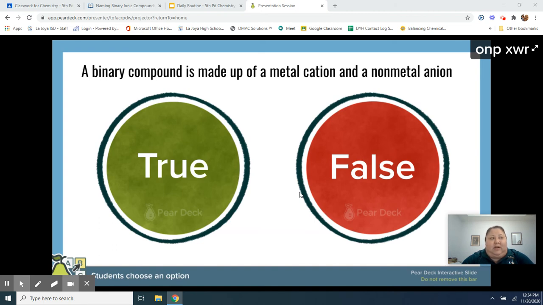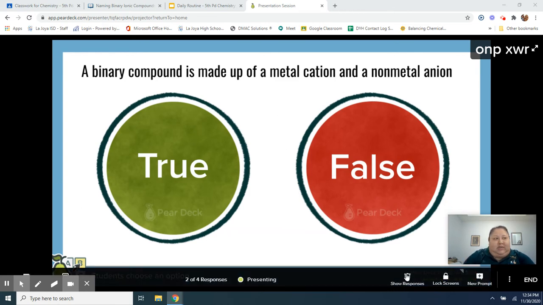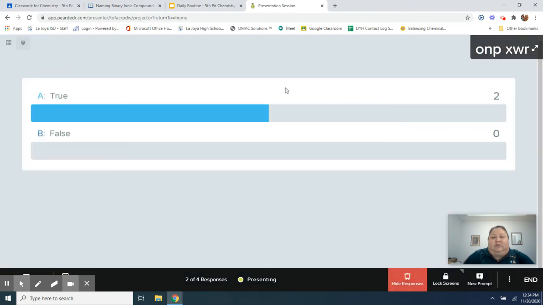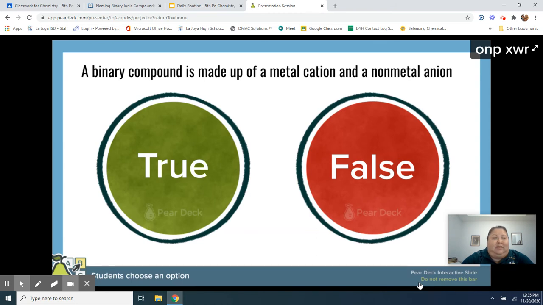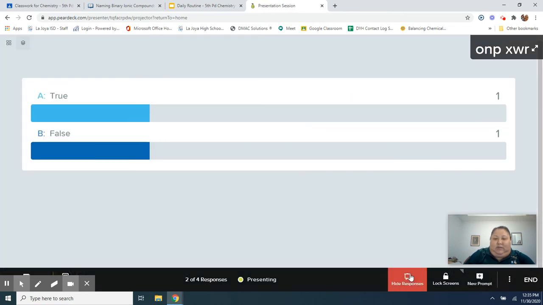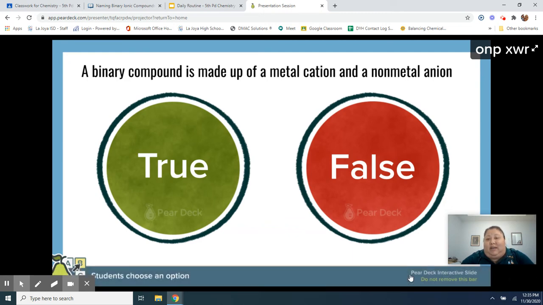True or false? America is saying true. All right, I got 2 people who voted. Alexia says true. 2 people on Pear Deck have said it's true. So we got already about 4 votes that have said true. Anybody else think it's something different? Does anybody else think that it is a false statement? Mario is thinking it's a false statement. Okay. Let's see. Anybody else? Oh, there. We got some flip-flopping. All right, guys. That is a true statement. A binary compound is a metal cation with a non-metal anion. True.